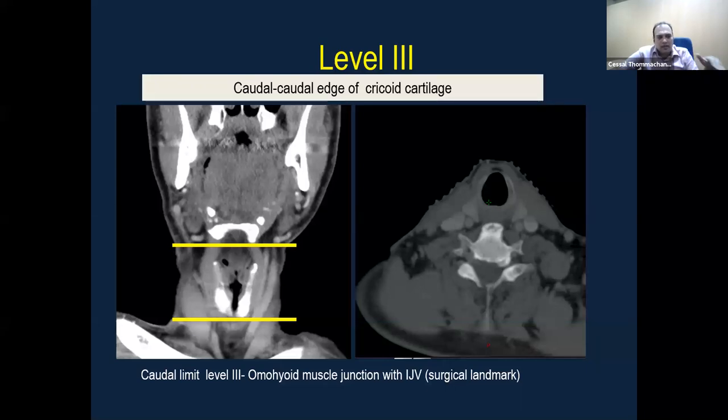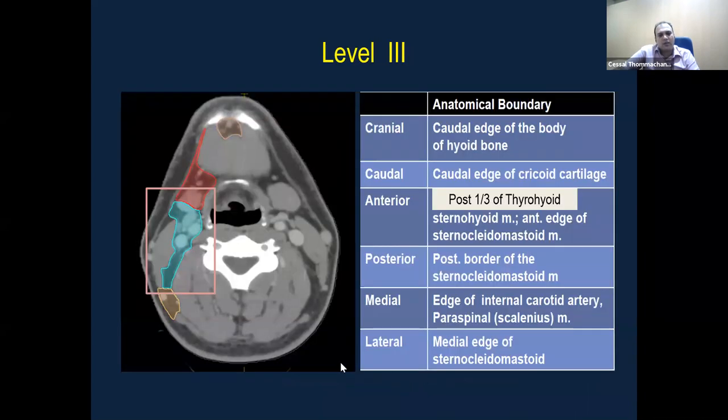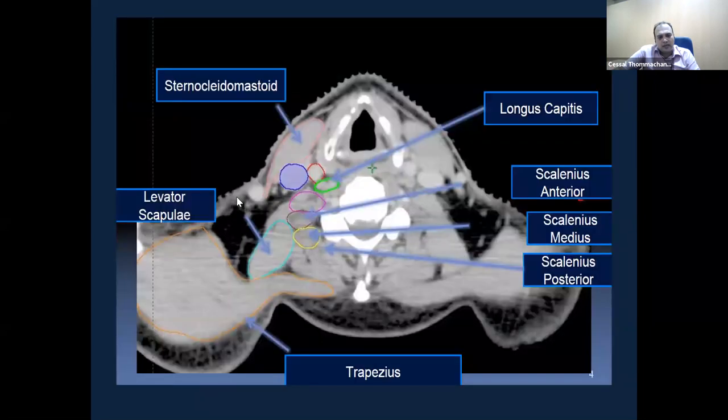And that's the same level where you have the 5A and 5B compartment classification, the subclassification that we will discuss when we discuss level 5. So the caudal edge of the cricoid cartilage forms the caudal limit of level 3 as well as the caudal limit of 5A and level 4. And surgically, the caudal limit of level 3 is the omohyoid muscle junction with the internal jugular vein. That's a surgical landmark.